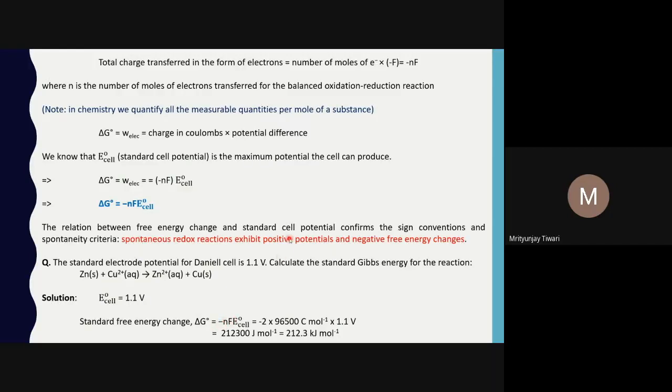F is Faraday's constant, which I have written here, taken as 96,500 coulomb per mole, and the cell potential E naught cell for the Daniell cell is 1.1 volt, that is given. So this will be the value, 212300 joule per mole, and this joule per mole we can convert into kilojoule per mole. So we divide this number by 1000, and this will be 212.3 kilojoule per mole. This is our answer.